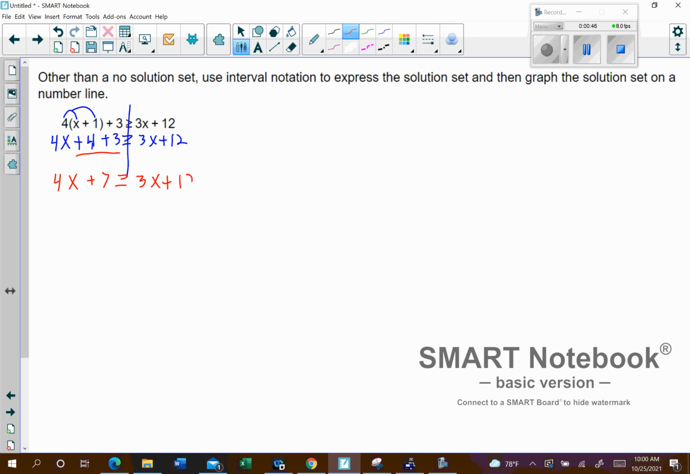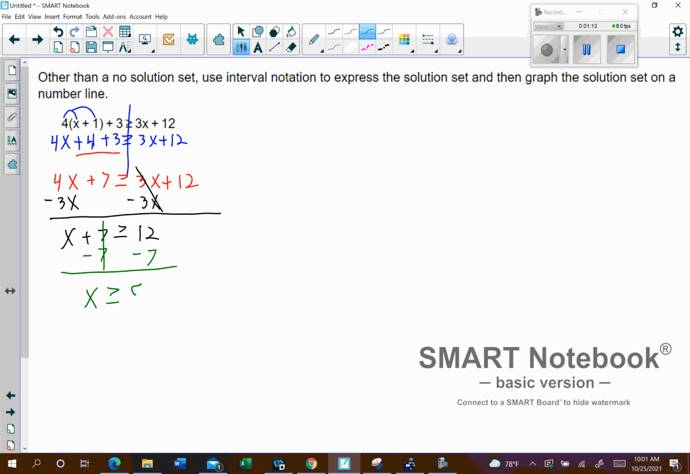And then from here, you're just kind of solving for x like you would in a normal equation, except that we have an inequality. So I'm going to subtract 3x from both sides. And let's see, that'll leave us with x plus 7 is greater than or equal to 12. And then we'll go ahead and subtract by 7 on both sides. And so we'll get x is greater than or equal to 5. And so we're talking about values larger than 5 or equal to 5. So we got to use a bracket to include 5 and then go to infinity there. So that's our first one.